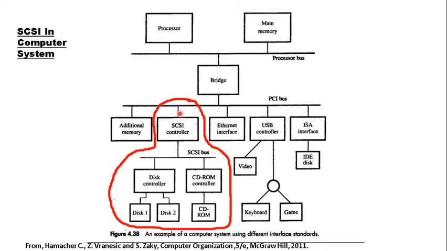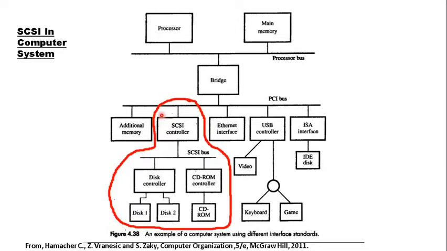Let's see how SCSI is placed in a typical computer system. In this computer system organization, you have the PCI bus, to which many other IO interface controllers are connected. The SCSI controller is also there, and it is in charge of the SCSI bus. To that bus, your secondary storage devices with higher latency, like disk and CD-ROM, are connected through their own controllers. This is the typical organization of a SCSI controller and SCSI bus.